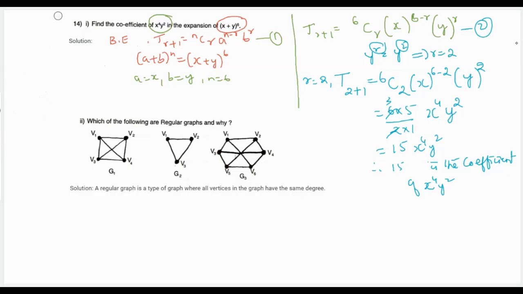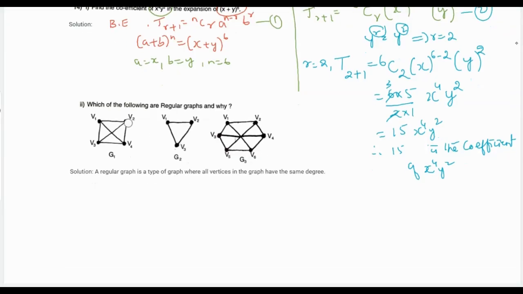Okay, then moving on with the next question, which of the following is a regular graph? What is a regular graph? A regular graph is a type of graph where all the vertices of the given graph have the same degree. So we should find the degree for G1. Here we have V1, V2, V3 and V4. V1: 1, 2, 3, three lines are joining, so it has degree 3. Then again 3, then 3, then again 3. So all have the same degree, so it is a regular graph.